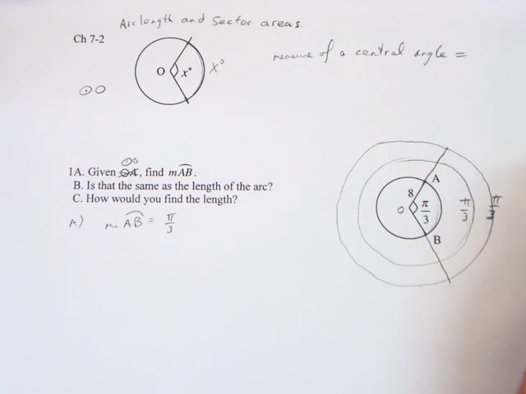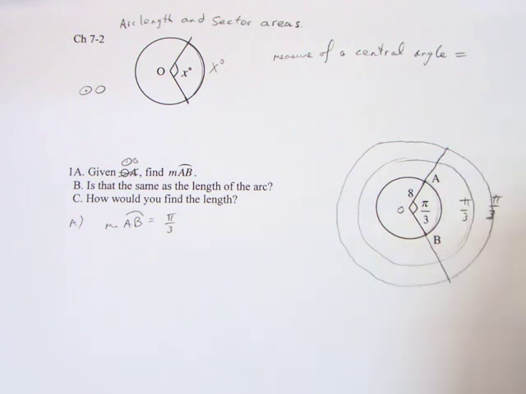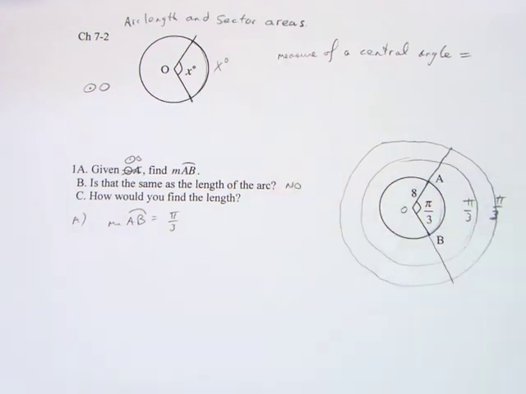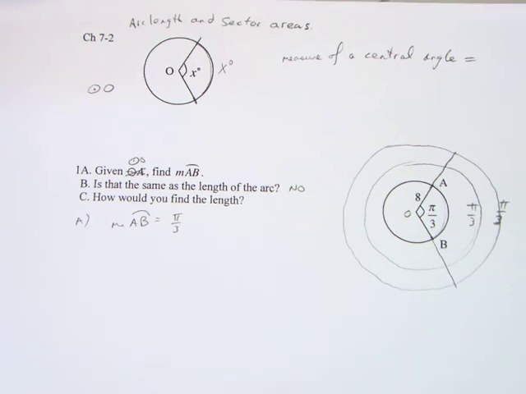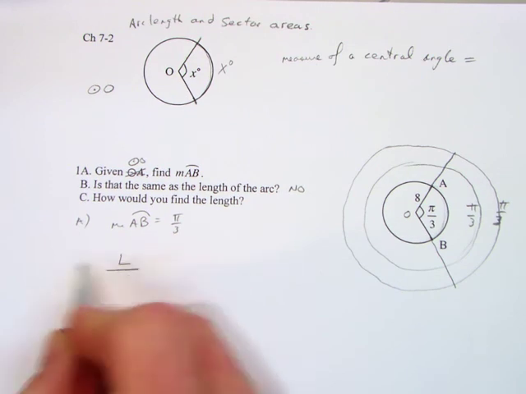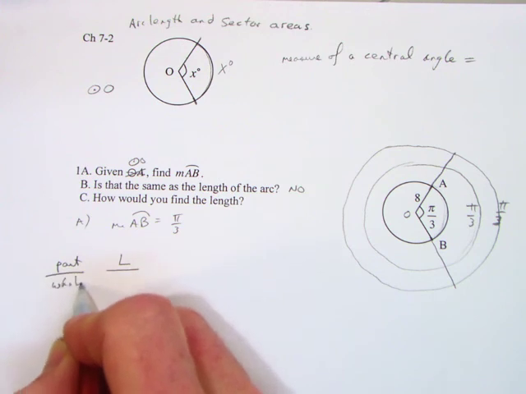No. Remember, what is pi? Pi is just a number. It's saying the measure of this, not the length. So is that the same? No. How would you find it? Well, I was trying to emphasize when we were dealing with converting degrees to radians and vice versa, a proportion idea. How can we think of a proportion in a problem like this? Well, we're trying to find a length. Let's think part to whole.